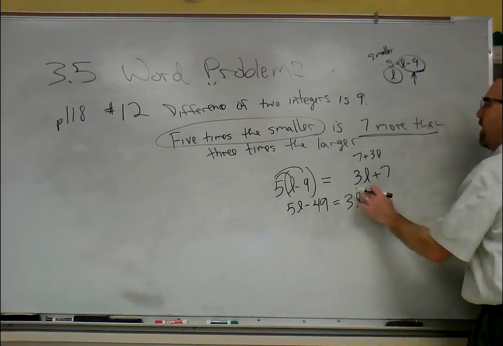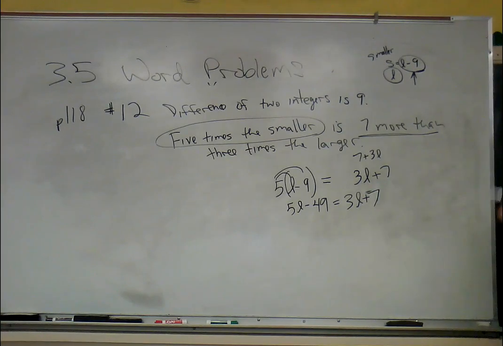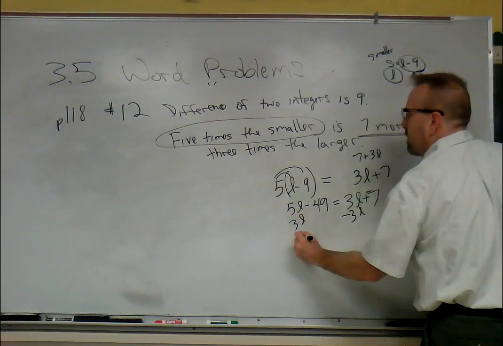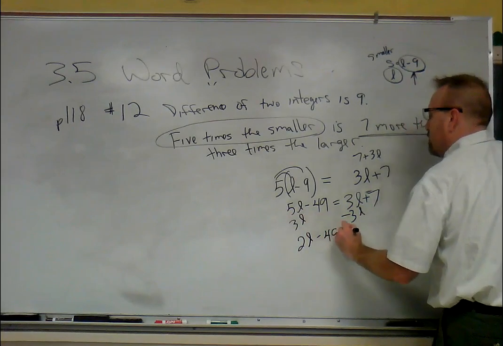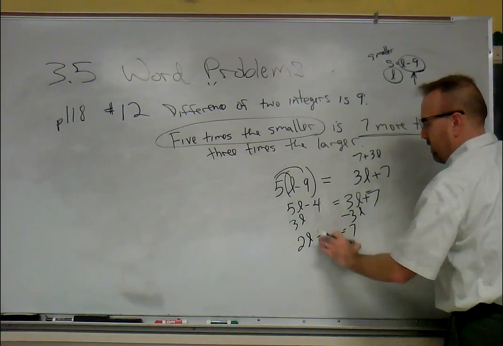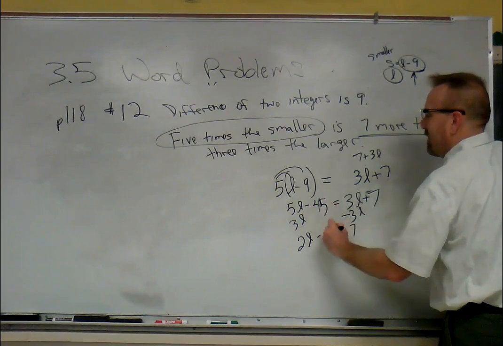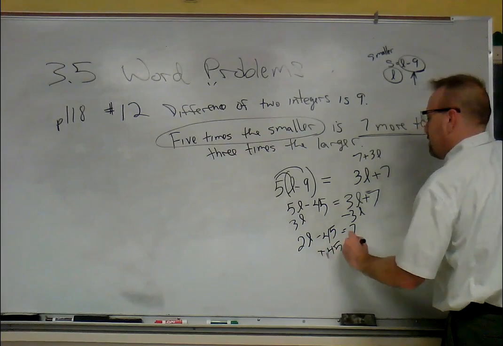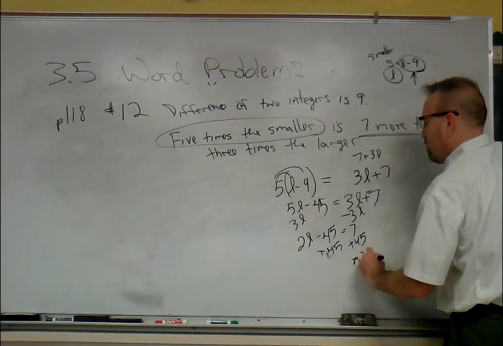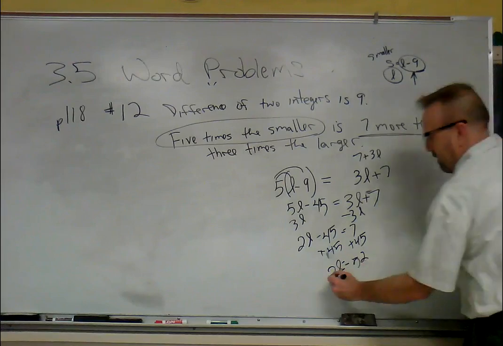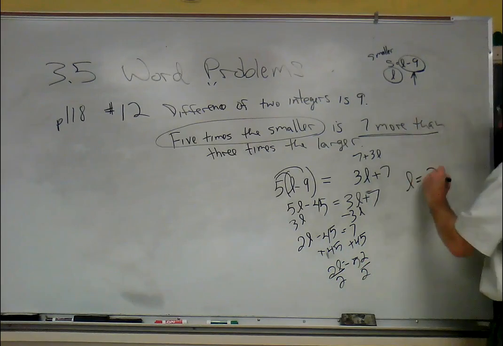So we get 3L plus 7. Variable on both sides, get rid of our smaller, which is smaller, 3L or 5L? 3L. 2L minus 49 equals 7. It would be 45. 45. Thank you. And that's why we don't use pen. So we add 45. It's 52. So 2L is 59. Excuse me, 52. So L equals 26.